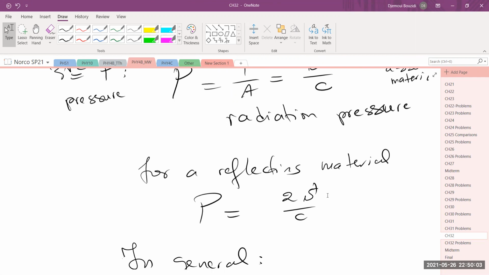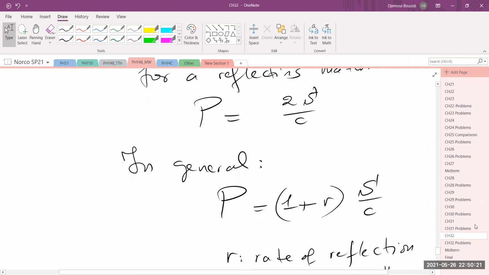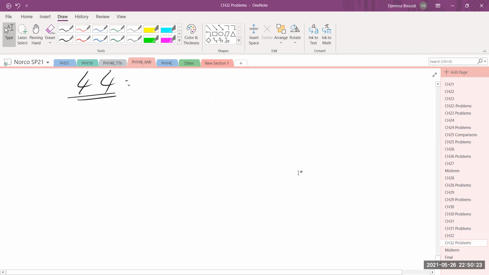B, the total power output of the sun is 3.9 times 10 to the power 26 watts. How large a sail is necessary to propel a 10,000 kilogram spacecraft against the gravitational force of the sun? Express your answer in square kilometers. Here is the problem. You have a 10,000 kilogram sail ship.